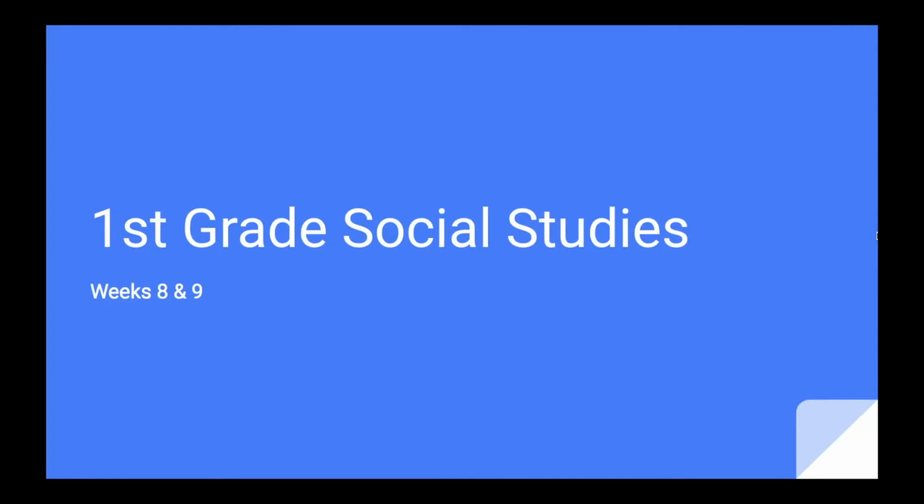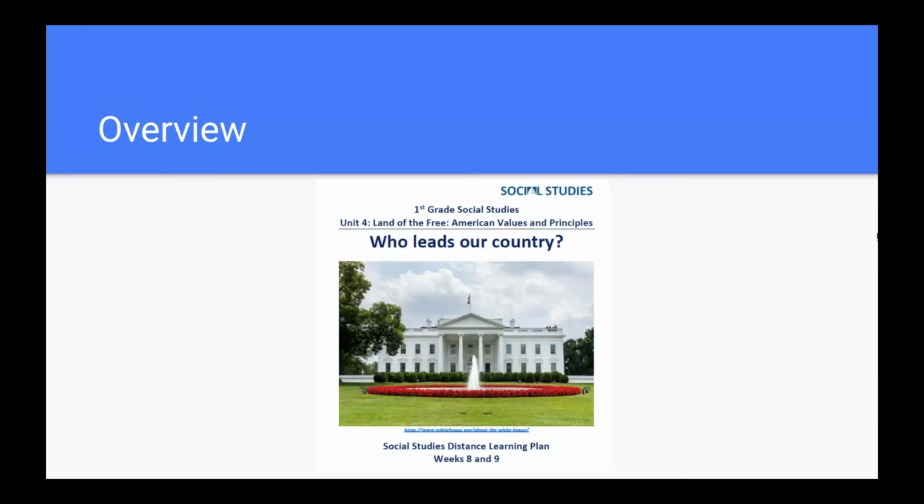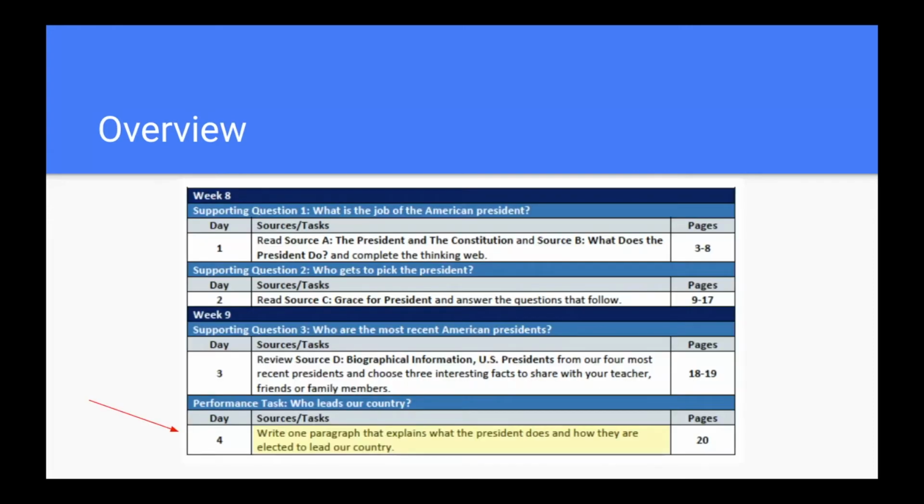For weeks 8 and 9 of the Social Studies Learning Plan, we are going to continue learning about American values and principles in order to answer the compelling question, who leads our country? You will respond to the compelling question by writing one paragraph that explains both what the president does and how they are elected to lead our country.